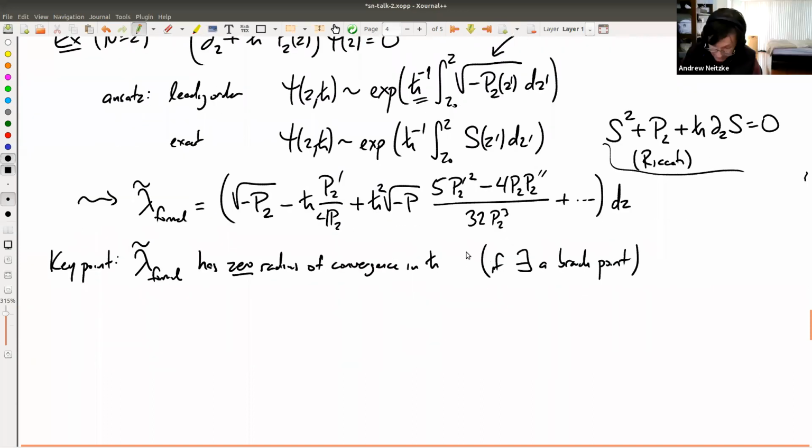Okay, but now comes the good part. The good part is that despite the fact that it has 0 radius of convergence, you can do something with it. There are standard things that you do with a series that you think should be an asymptotic series. Namely, you can try this method of Borel summation.